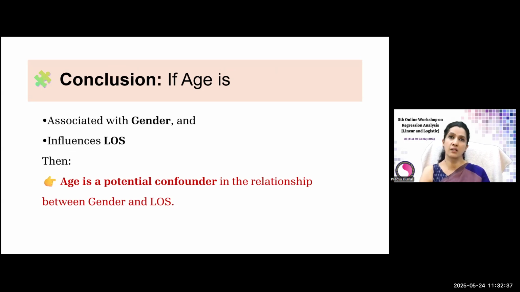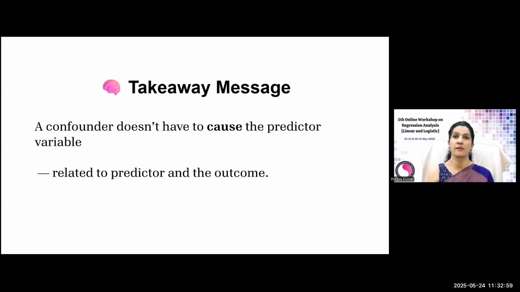So you can conclude that yes, age is a confounder because it is associated with gender and it is influencing the length of stay. So it can be a potential confounder if I want to see the relationship between gender and LOS. So gender is my main variable, that means the main predictor variable, and age is acting as a confounder. A confounder does not have to cause the predictor variable. Means age does not cause gender. That you have to remember as a definition of confounder.